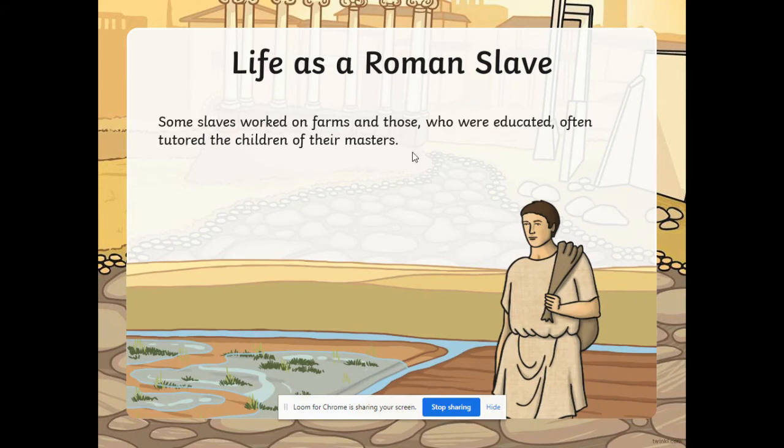Some slaves worked on farms, and those who were educated often tutored their masters.